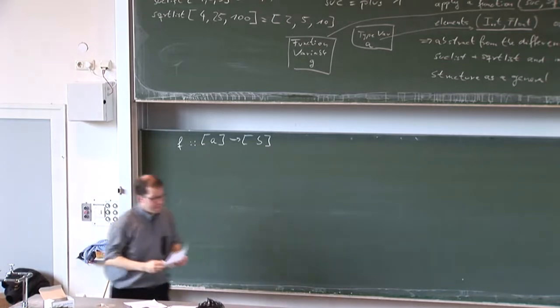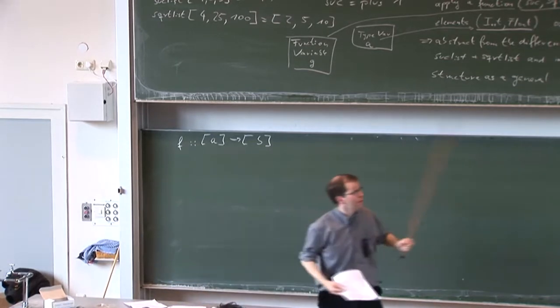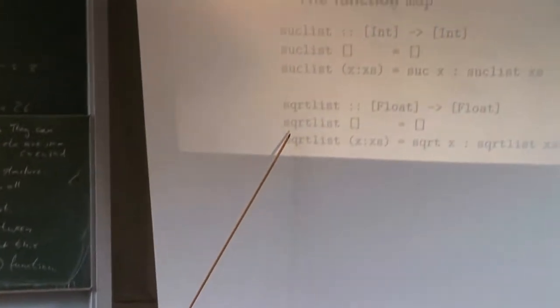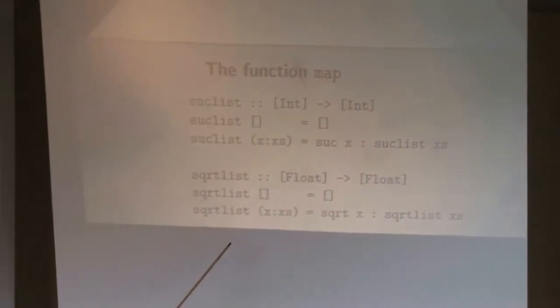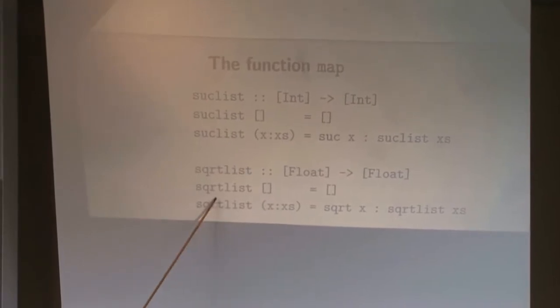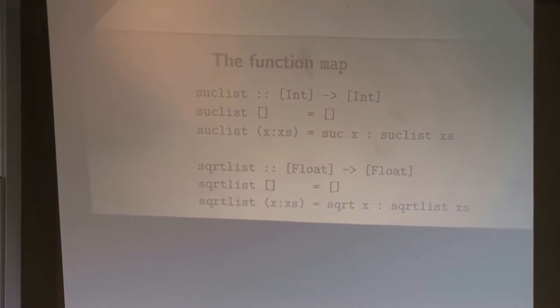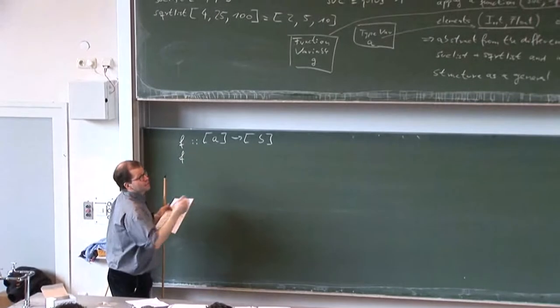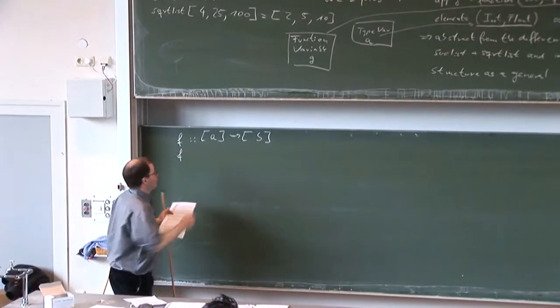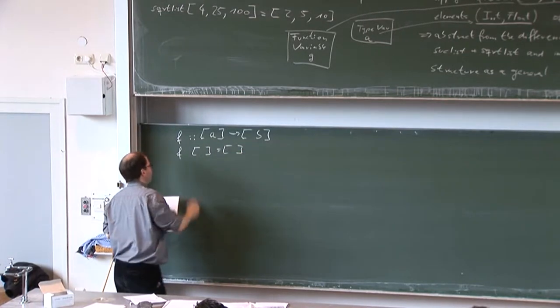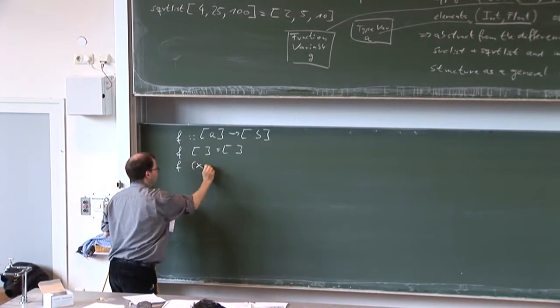Now let's try to, again, write down the definition of these functions, but at all the points where they differ, we write a variable. Now our function is called f and not square root list or sucklist. So how would the first equation look? The first equation is the same for both sucklist and square root list. It says if it's applied to the empty list, then it's the empty list.